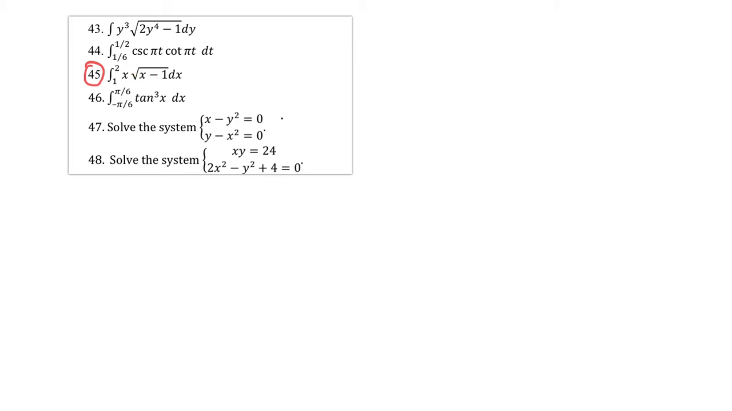This one appears to be pretty tricky because if you just simply called u x minus 1 and then the derivative of that dx, that wouldn't help us with canceling out this x at all. Similarly, if you had u equals x, well then du would be dx again, and that would not help us with canceling out that radical there. So we do have a bit of a problem on our hands now.